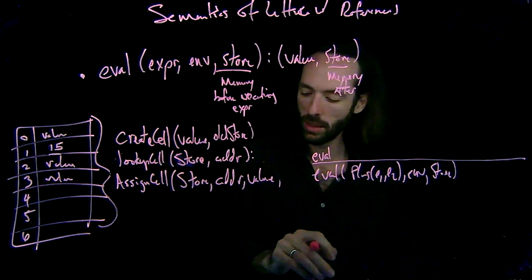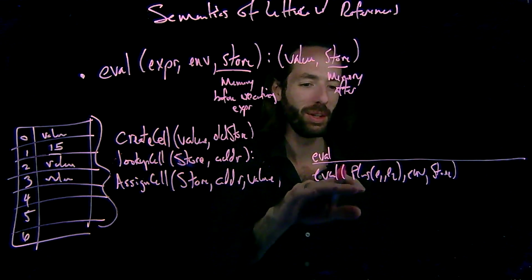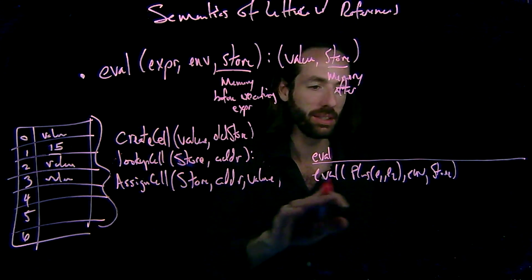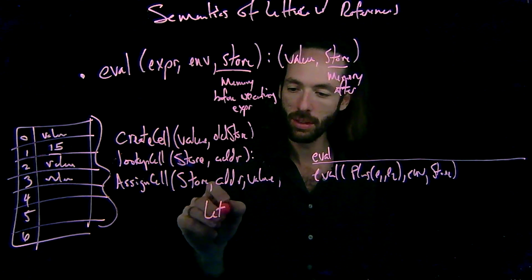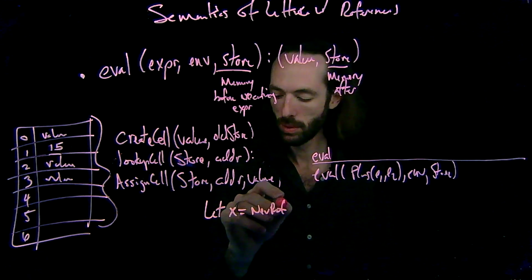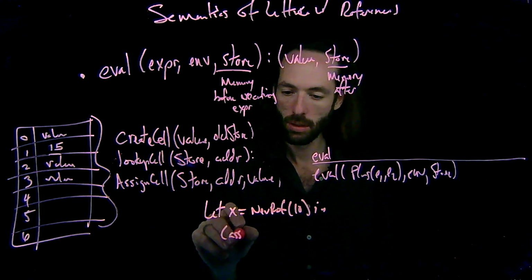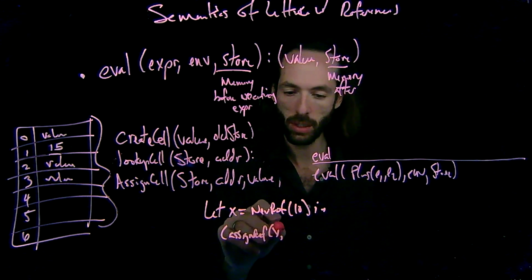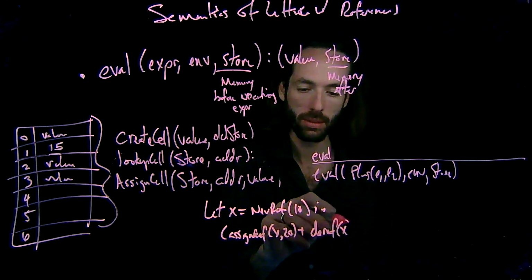Actually, before I do this, I want to give a little example because I think it's useful to see why we actually need to do it this way. And this will give us a little sense into how to do this, which is, let's have x be a new ref of 10 in assign ref of x 20 plus dref of x.